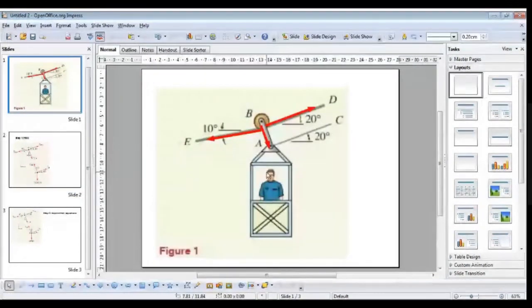Then draw the free body diagram of joint A. If I draw the free body diagram of joint A, it is supporting the total weight of this cable car plus the weight of the man. So this is weight W. If I remove the cable AC, I will get another force. So this is another force. And if I remove this member AB, I will get another force.